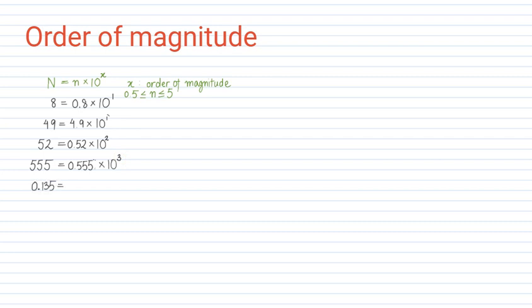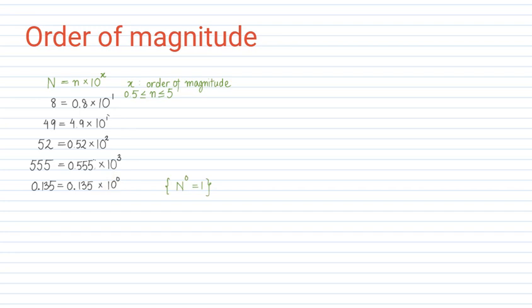Similarly, you can do this for small numbers also. Like suppose you have 0.135. So let us write down 0.135 times 10 to the power 0. So I have not added any order of magnitude up till now. And why do I multiply with 10 to the power 0 first? Because what is anything to the power 0? Any number to the power 0 will always be 1.